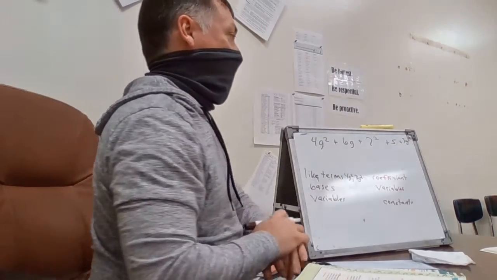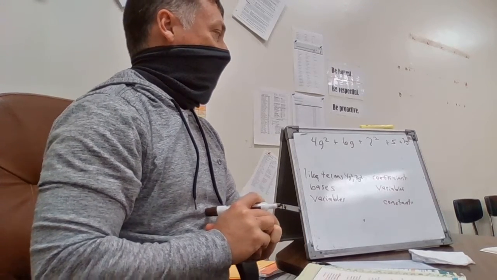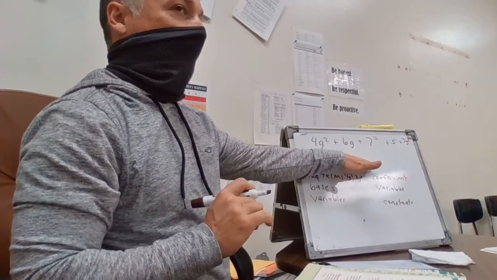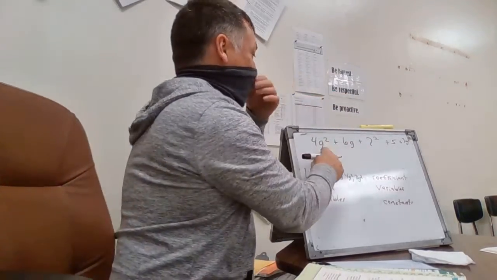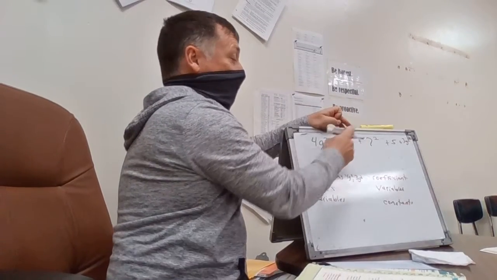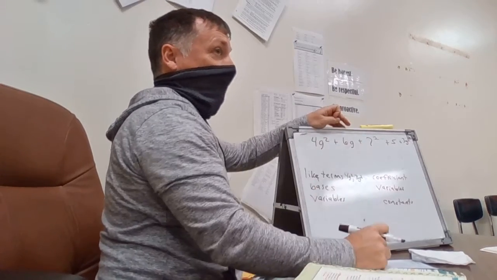Are there any other like terms? 6g? No. Would 6g be in it? No, I don't think so, because it doesn't have a square. Okay, yeah. So it's got to be the same variable to the same power. If that was squared, it would be okay, but that's just to the first power. That's to the second power, so they're going to be different.